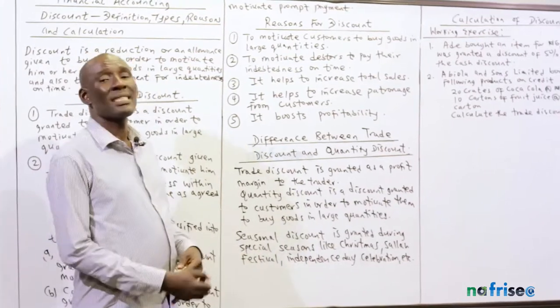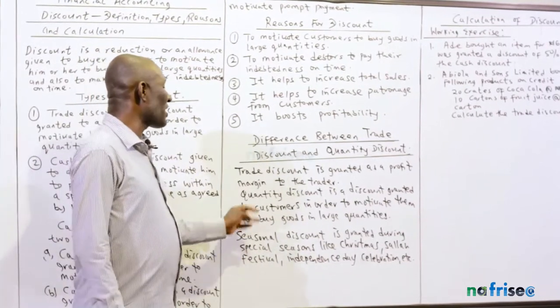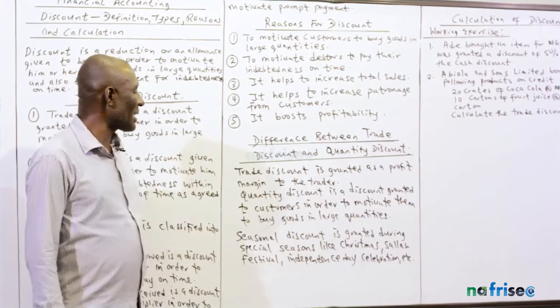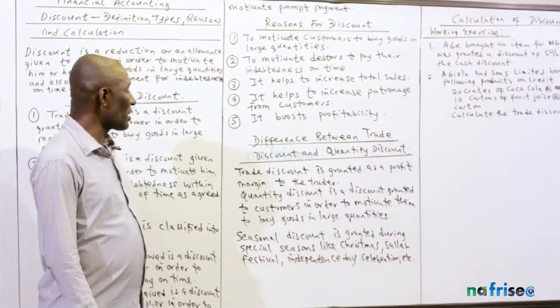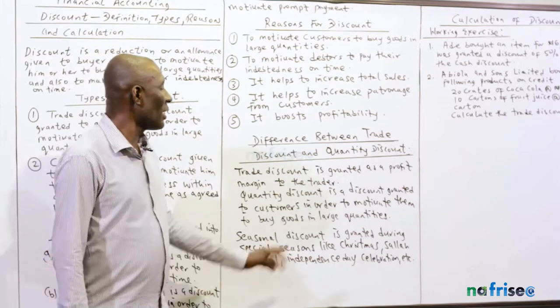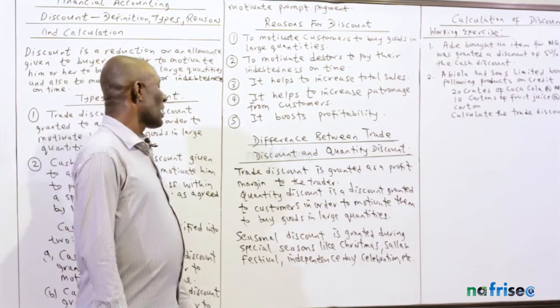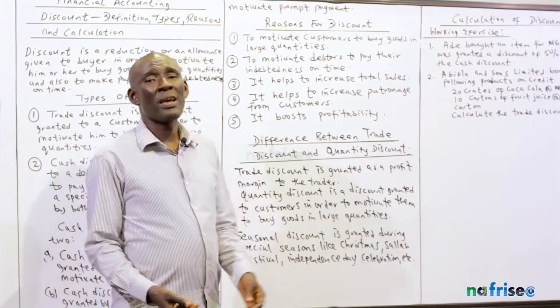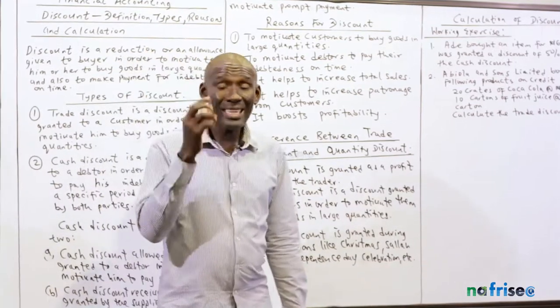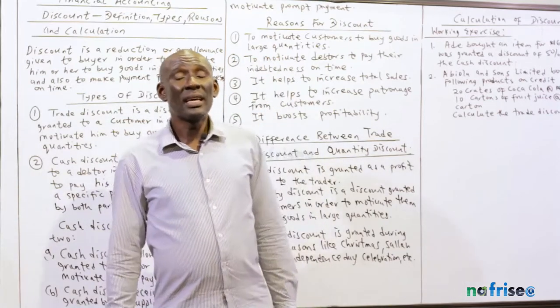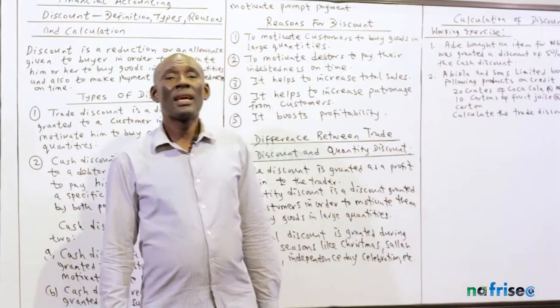Now, trade discount is granted as a profit margin to the trader, while quantity discount is a discount granted to customers in order to motivate them to buy goods in large quantities. The question is, what is the basic difference between the two? And I gave a very good example. And that example is this.